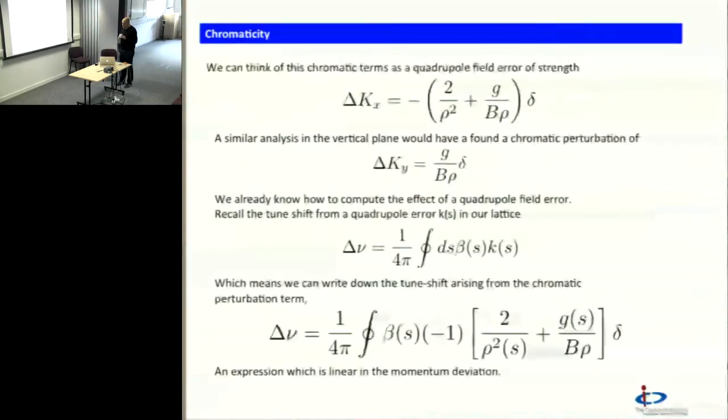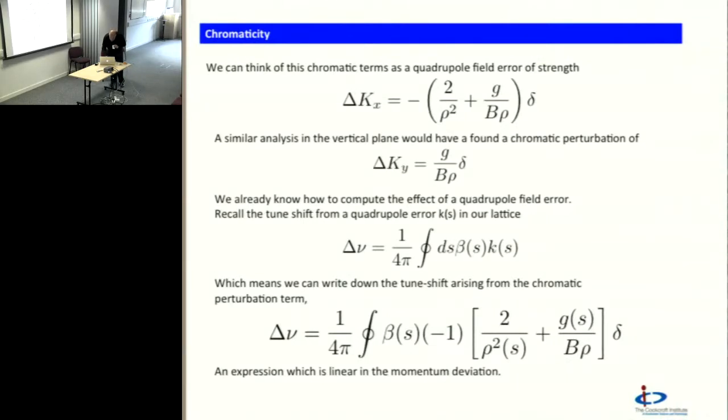So actually, chromaticity for us is dead easy because it's just a quadrupole error. It depends on delta, just to first order, but that doesn't really matter to our expression. This expression doesn't care where this k comes from. So we just go ahead and compute the tune shift. The tune shift, therefore, because of this chromatic term, is just 1 over 4 pi, beta of s, the minus 1 coming from that minus 1 there. Then we've got this slot, where that's the gradient of the quadrupole, that's b over rho, and that's delta. So that's an expression linear in the momentum deviation.